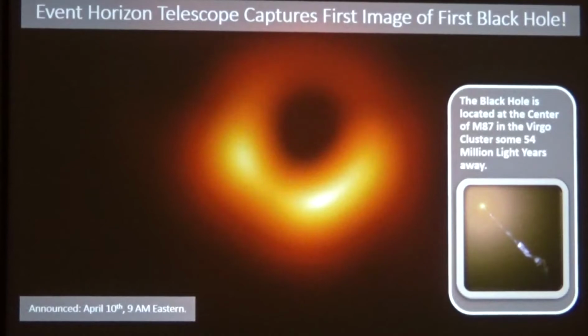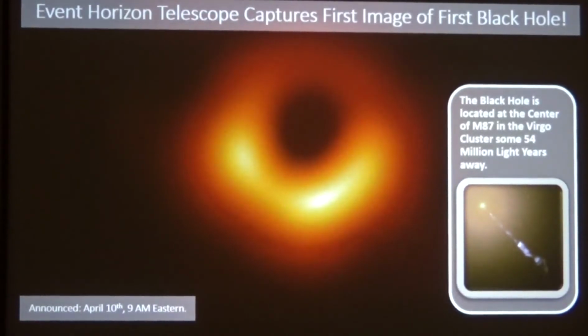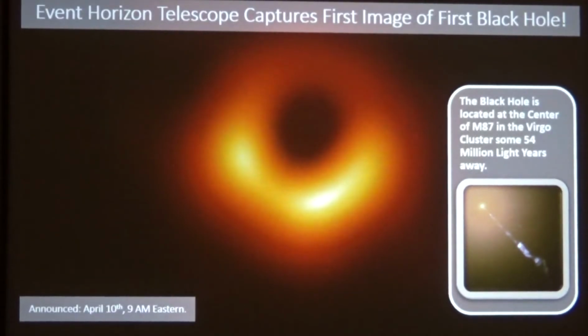And it's a black hole located at the center of the M87 cluster, so 54 million light years away. I can't remember how many minutes it takes light to go from the Sun to the Earth. 8 minutes, so that gives you an idea. That's 54 million years for light to get to us.